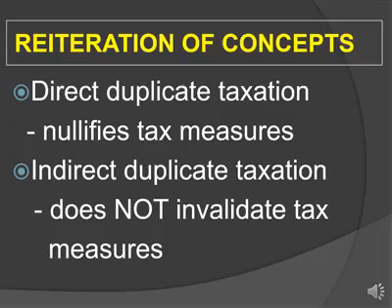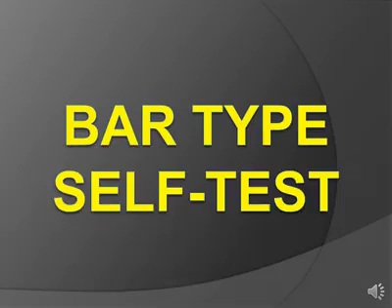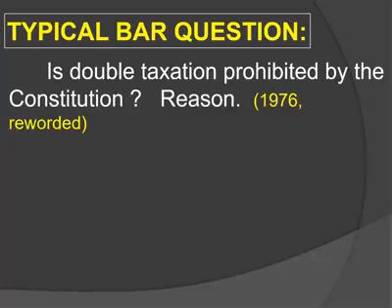So to repeat, direct duplicate taxation nullifies tax measures. Why? Because of violation of the Equal Protection Clause. Indirect duplicate does not invalidate tax measures because there is no violation of the Equal Protection Clause. Let's look at the bar type here to determine what we're going to do. So, is double taxation prohibited by the Constitution? Remember again the 5 and 10% rule.